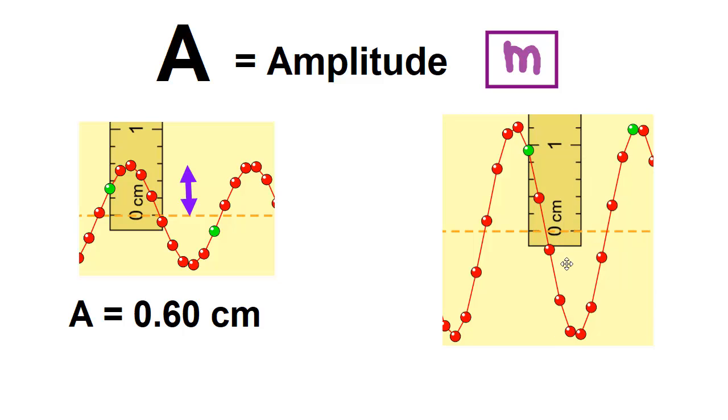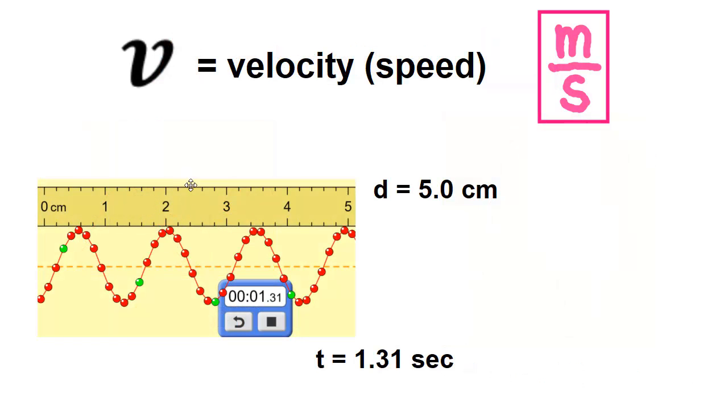Now look at this one. What do you think the amplitude is for this wave? From rest position to the crest, like that. Now we're looking up here. And it looks like it's about 1.25 centimeters.